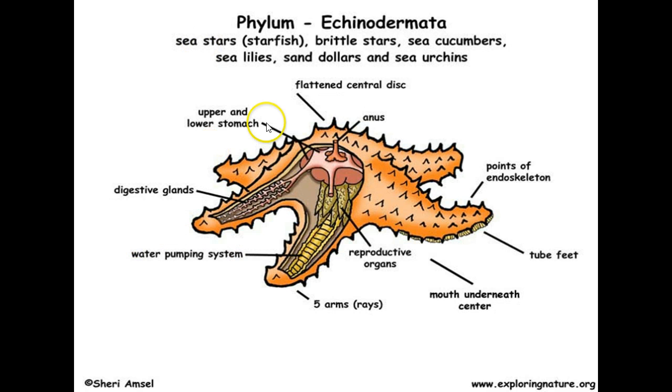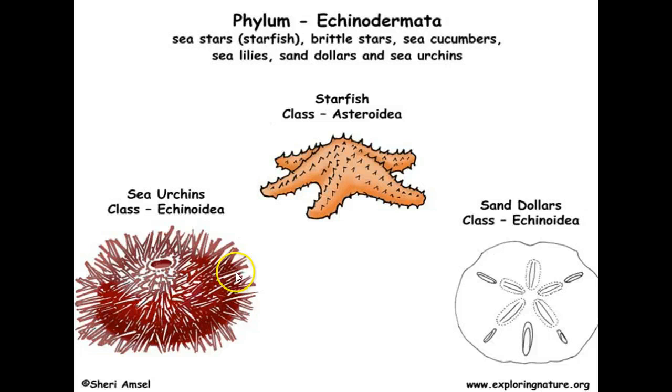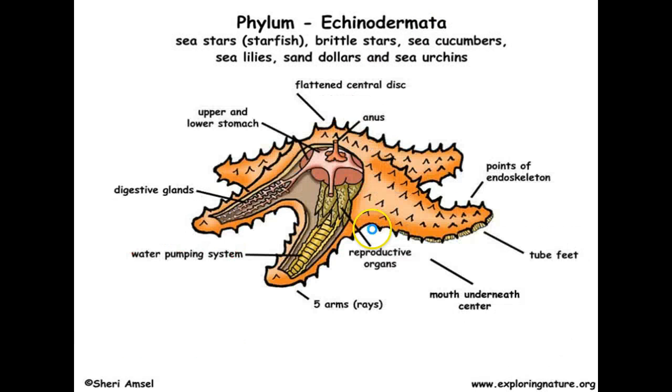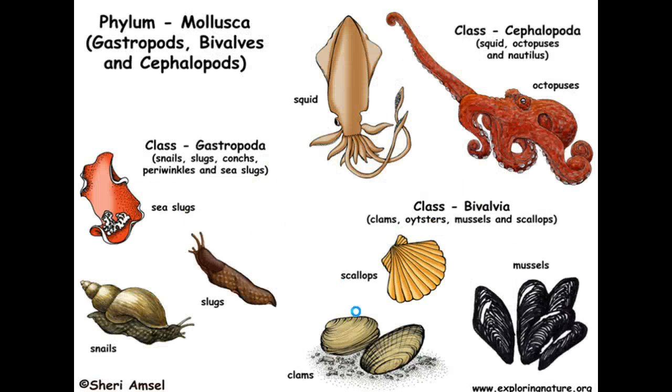This is just a little diagram to show what, for instance, the starfish that we just looked at, this is just understanding what it looks like. It has an upper and lower stomach, a little flattened central disc. Here's its anal muscle, which means that's how it gets rid of waste. It has different points of its endoskeleton. It is what we call symmetrical. It has symmetry, which means you could cut it down the middle and one side would mirror the other side. It has a mouth underneath its center, tubed feet, reproductive organs, a water pumping system, and 5 arms, which we call rays.